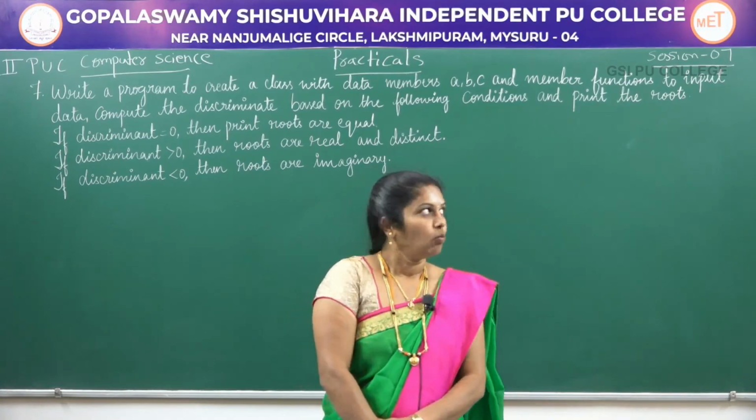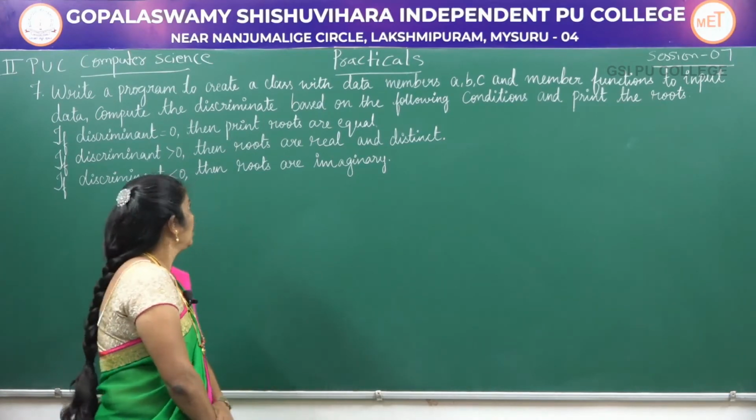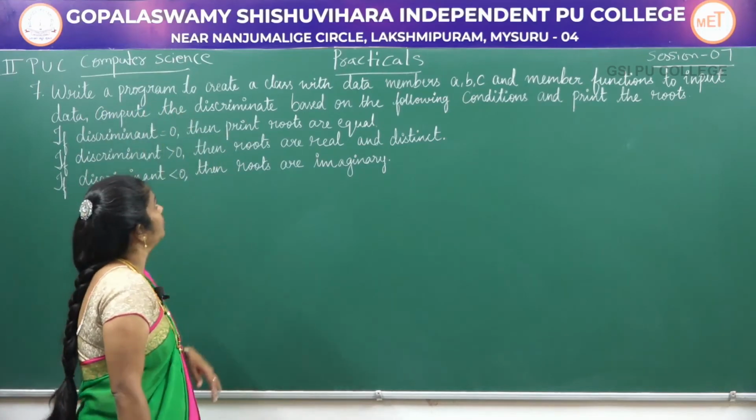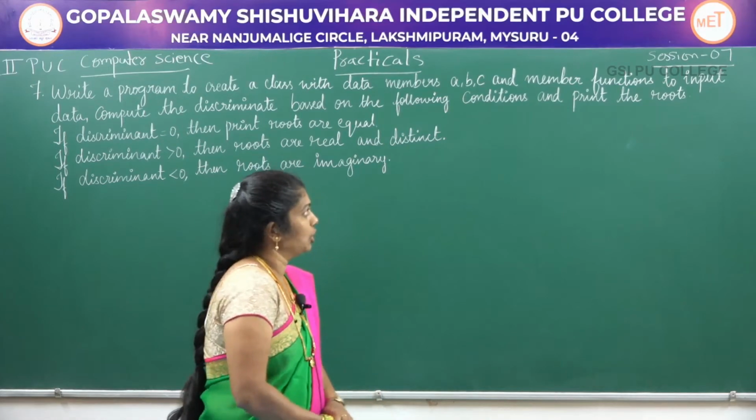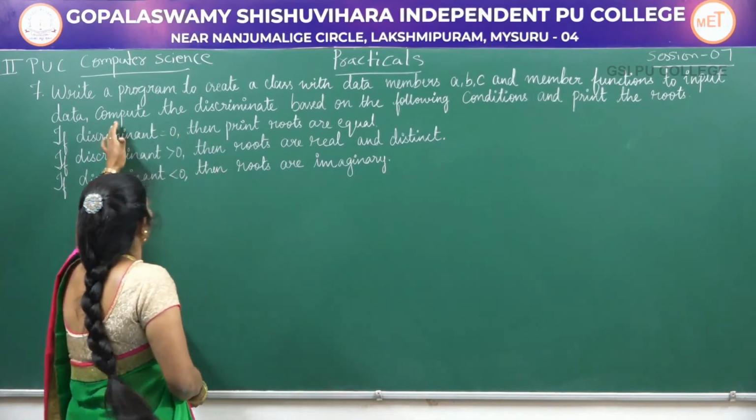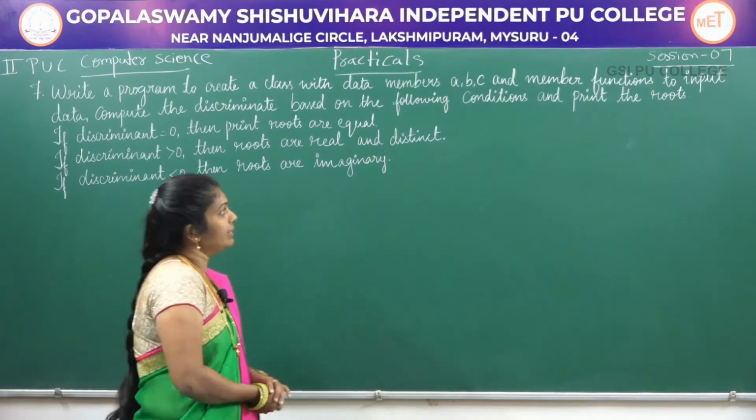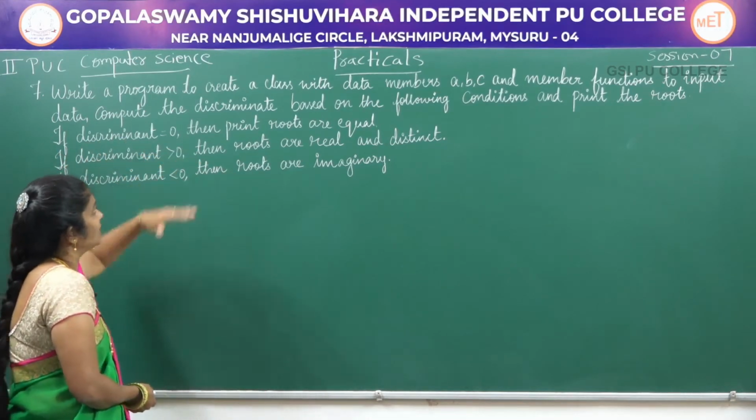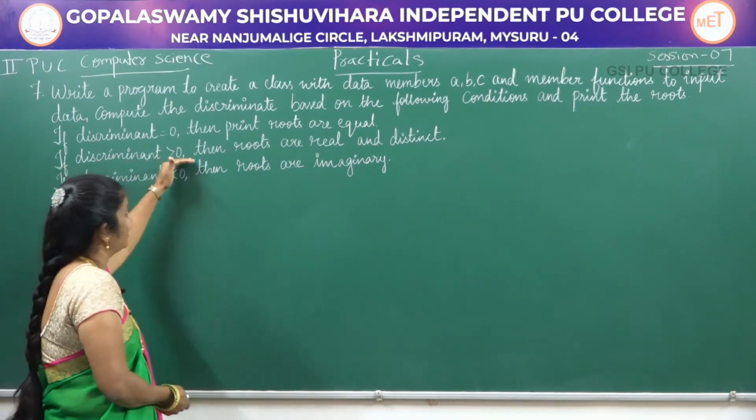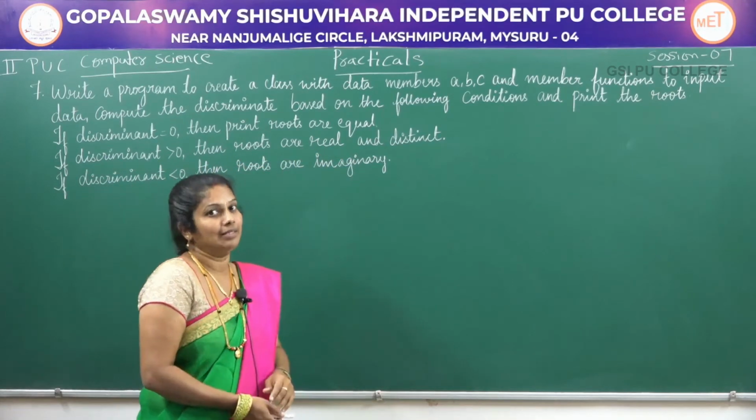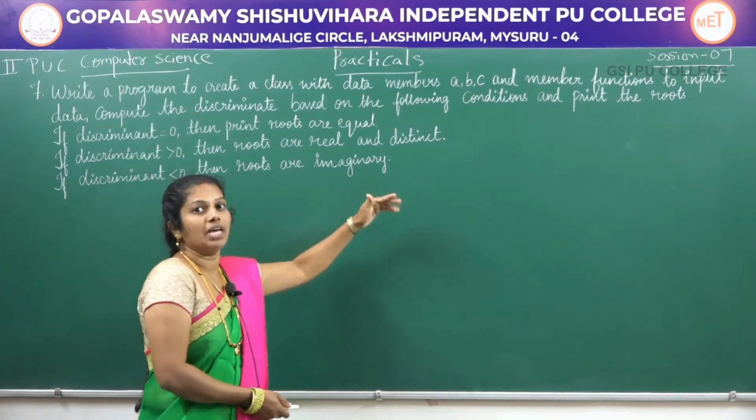Today, we will start with the 7th experiment in the practical session. The program is: write a program to create a class with data members A, B, C and a member function to input data, compute the discriminant based on the following condition and print the roots. If the discriminant equals 0, then print roots are equal. If the discriminant is greater than 0, then print roots are real and distinct. If the discriminant is less than 0, then print roots are imaginary.